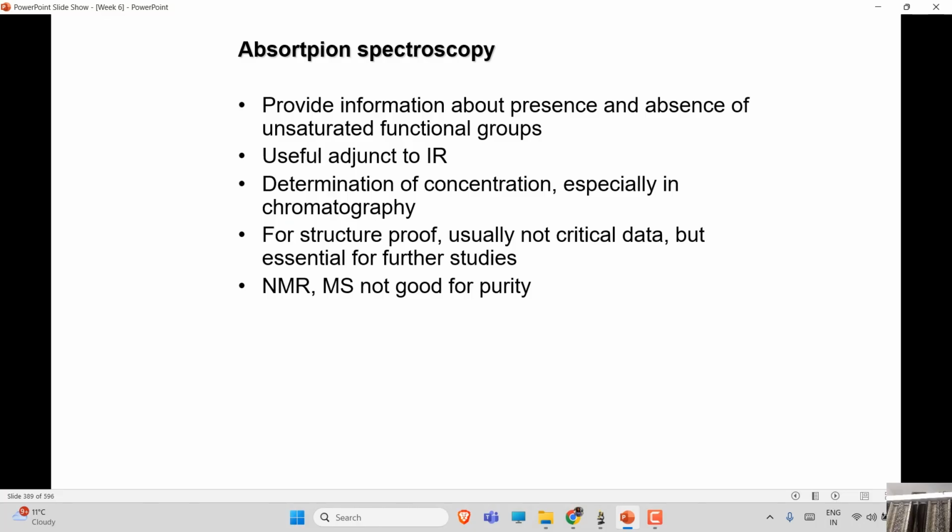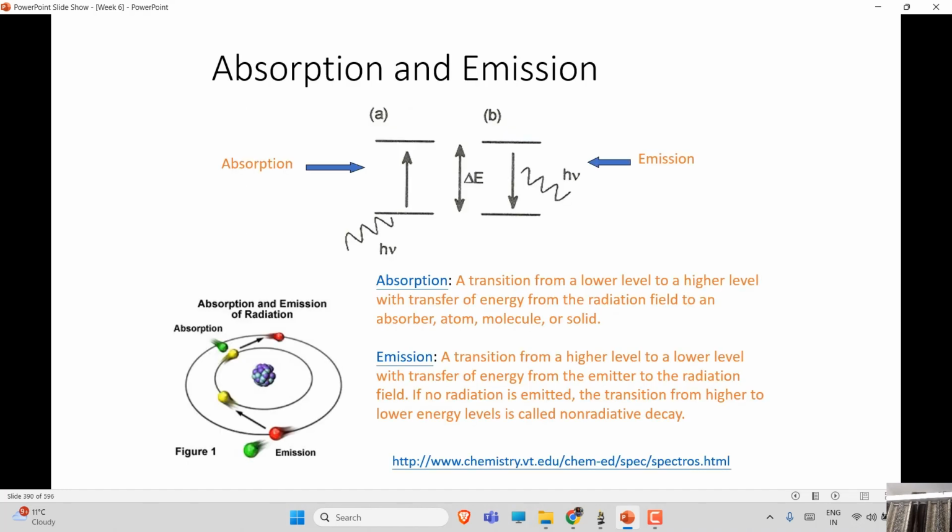Now absorption spectroscopy basically provides information about the presence or absence of unsaturated functional groups, a useful adjunct to IR. It is used for determination of concentration, especially in chromatography, and for structure proof; usually not critical data but essential for further studies with NMR and MS. Not very good for purity though.